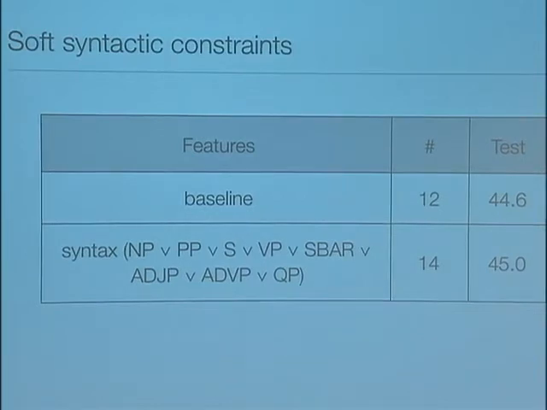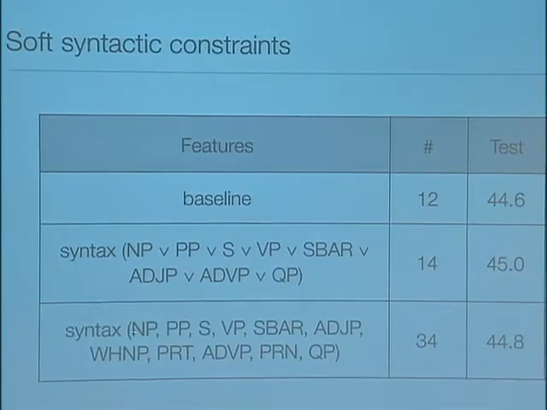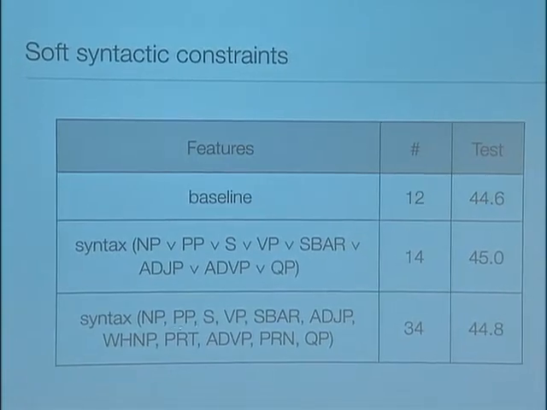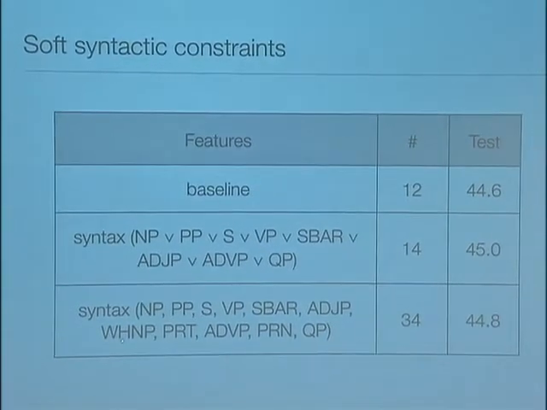But then what happens when we try what we really want to do, which is to try all of these features all at once? There are 11 categories here, so we add a pair of features for each category. We want to add a reward if you match an NP, and a penalty if we cross an NP, a reward if we match a PP, and a penalty if we cross a PP, and so forth. So this is going to add a bunch of features to the model. It's going to bring our total up to 34.